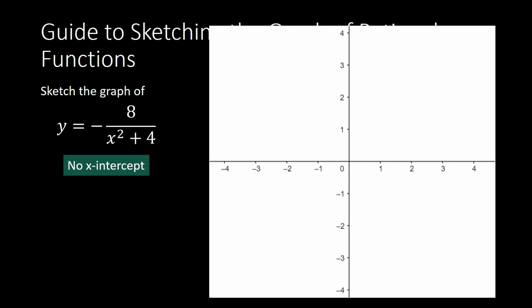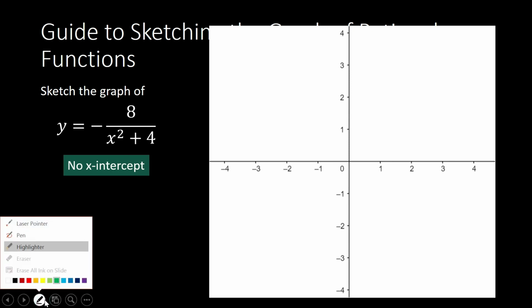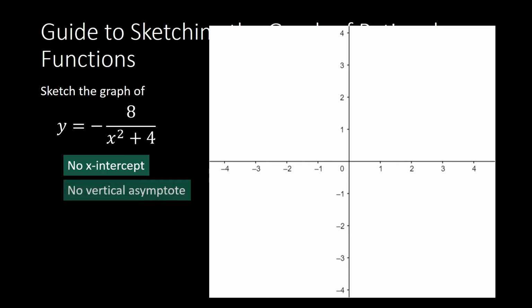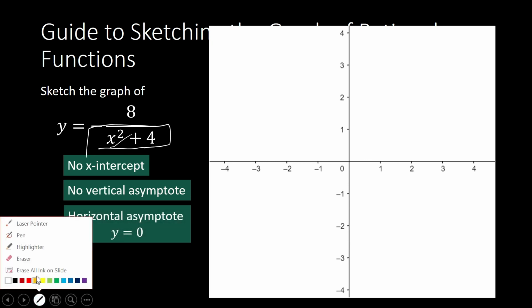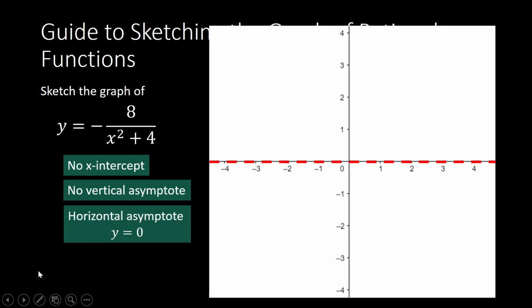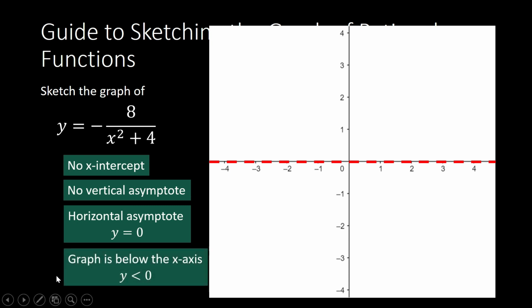This one has no x-intercept because the function in the numerator is 8. It's not going to be 0. This function has no vertical asymptote. Why so? Because the denominator will also never become 0. So this one has no vertical asymptote. But it has a horizontal asymptote. It's the line y is equal to 0. That is that line.